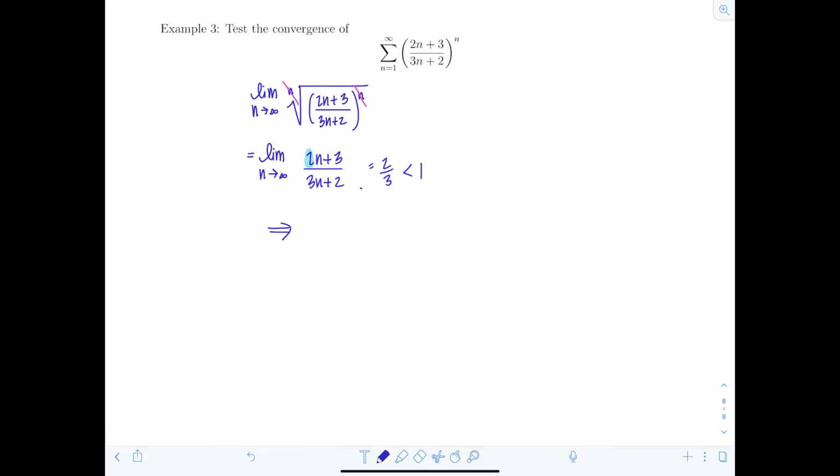So this tells me that, always rewrite your original series, the sum from n equals 1 to infinity of (2n plus 3 over 3n plus 2) raised to the n, converges by the root test. And in fact, we know that it converges absolutely if you were asked for such information.